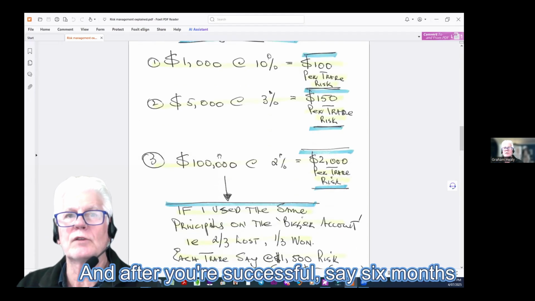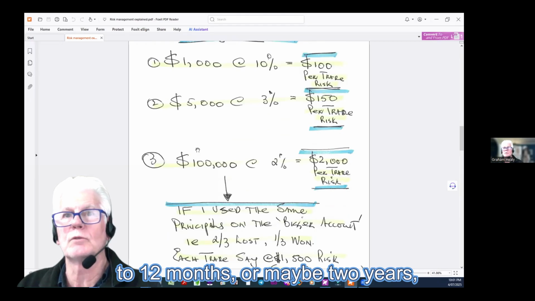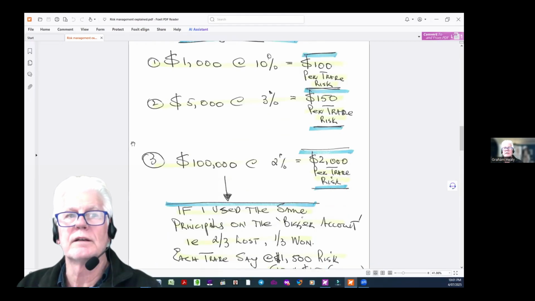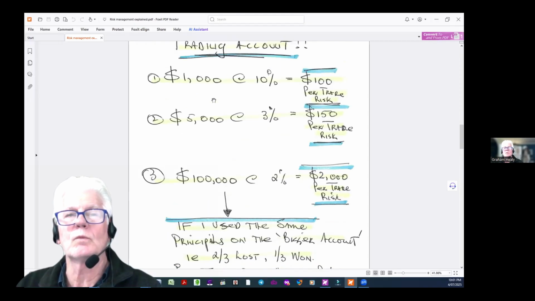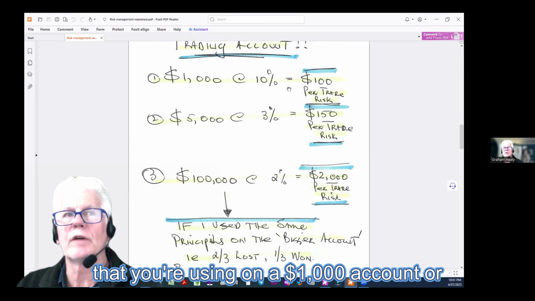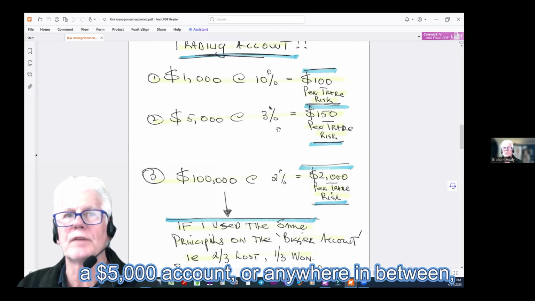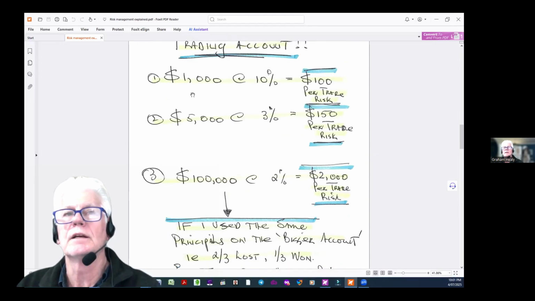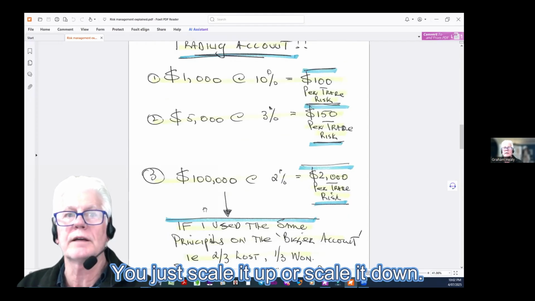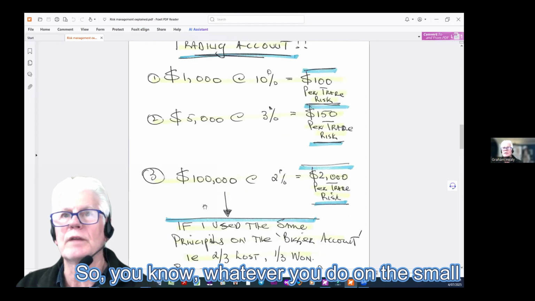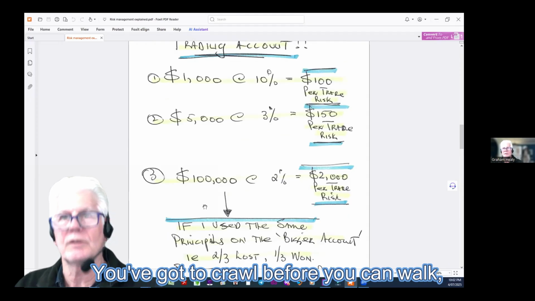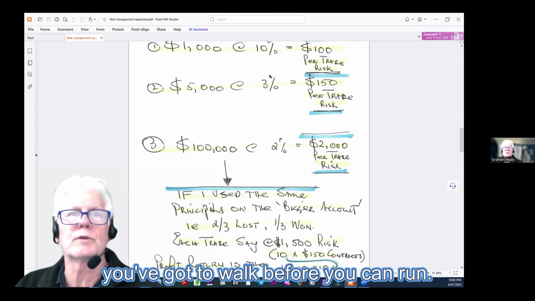And after you're successful, say 6 months to 12 months or maybe 2 years, you might build up the account to 100 grand. But the whole thing here is that the same principle that you're using on a $1,000 account or a $5,000 account or anywhere in between is the same principle you use on the bigger account. You just scale it up or scale it down. Whatever you do on the small scale, if you're successful on that, you'll be successful on the big scale. You've got to crawl before you can walk, and walk before you can run.